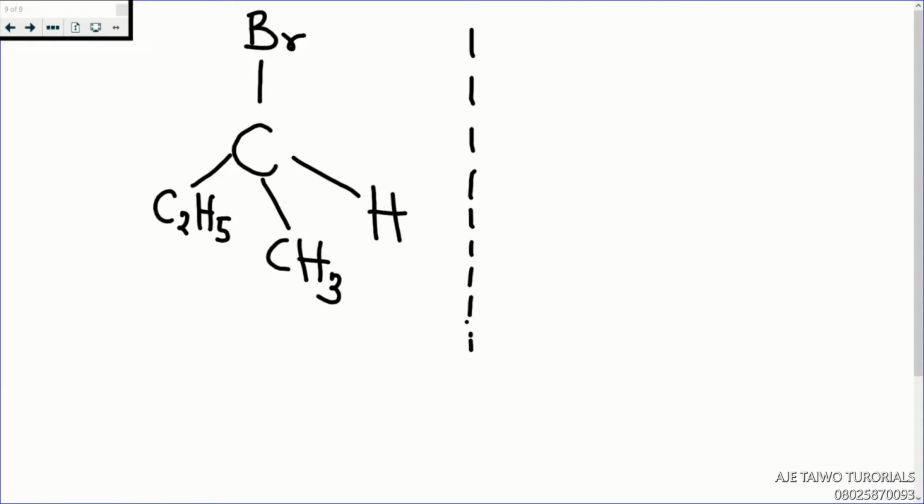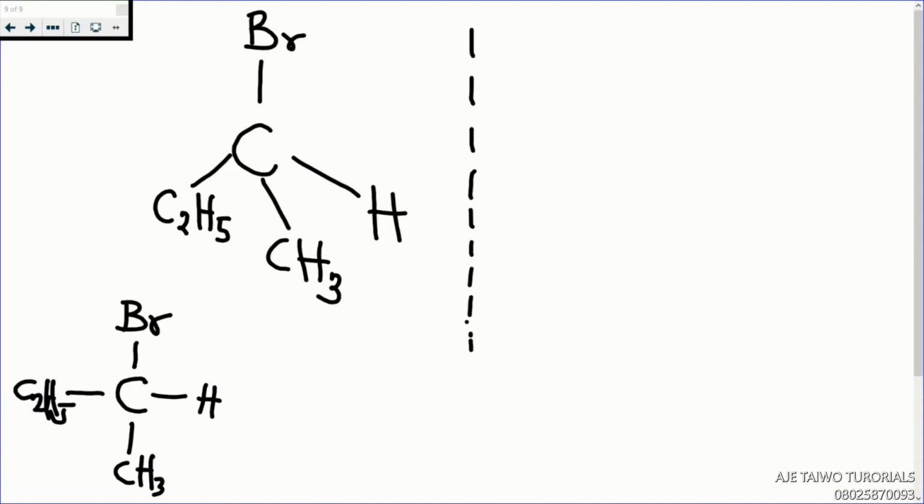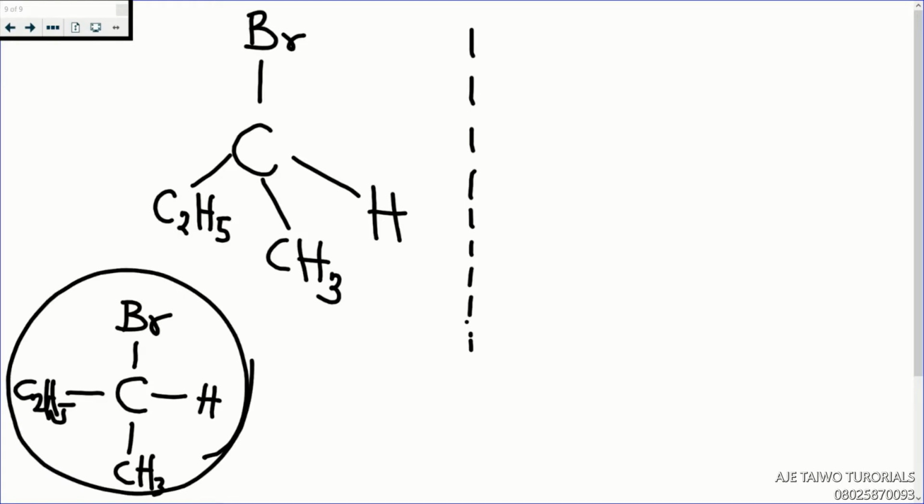You cannot really draw this thing like this. It's not correct. You can see that the bond angle here looks like it's 90 degrees, but the bond angle is not 90 degrees. So it's not an easy way to draw it.